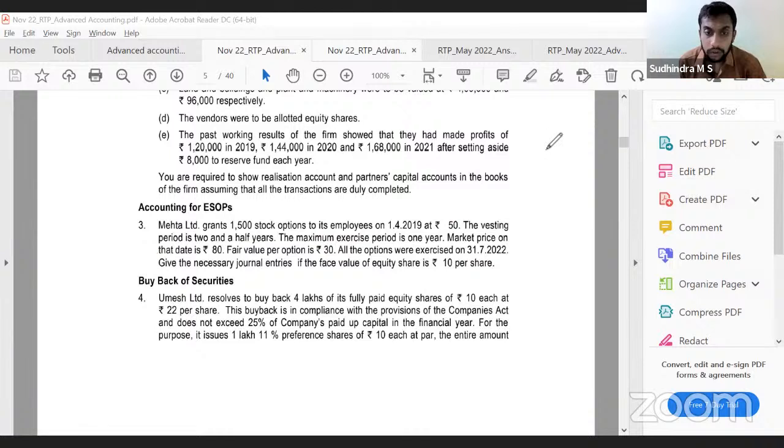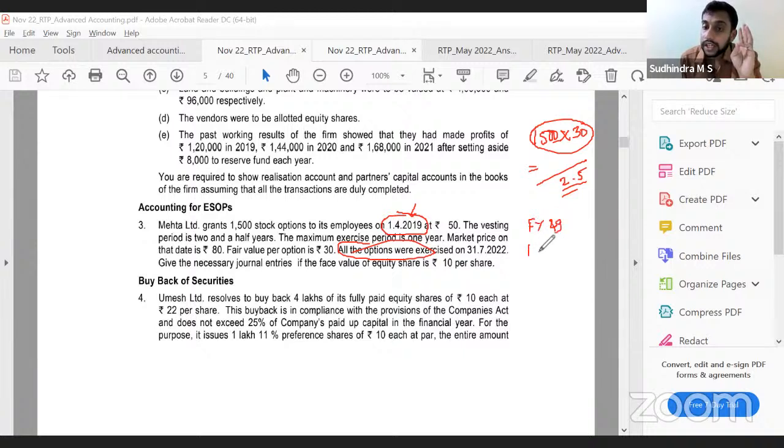Now, the total number of options, 1,500. So here we are not bothered about lapsing, etc. Why? Because all options are exercised. So it's simple. 1,500 options into 30 rupees. Correct? This is the total expenses. Divided by 2.5 will give the amount to be recognized, expense to be recognized every year. Since this starts at the beginning of the year, in the first year, full financial year we have to recognize. Financial year 1920, full year. Financial year 2021, full year. And financial year 21-22, half. The balance 0.5 we have to recognize, right? These are the journal entries that we have to pass.